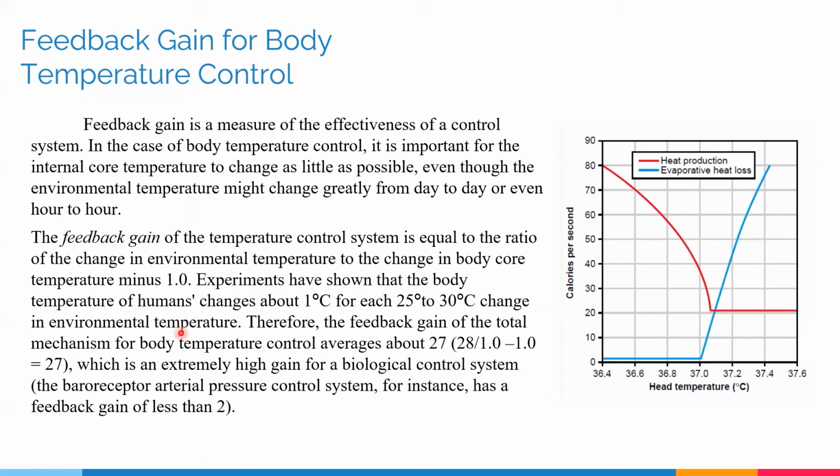Experiments have shown that the body temperature of humans changes about 1 degree Celsius for each 25 to 30 degrees Celsius change in environmental temperature. Therefore, the feedback gain of the total mechanism for body temperature control averages about 27, which is calculated as 28 by 1 minus 1, which is an extremely high gain for a biological control system, which when compared to the baroreceptor arterial pressure control system has a feedback gain of less than 2. That tells us that the temperature control feedback gain is very large, and the temperature is very minutely determined and regulated by the body.